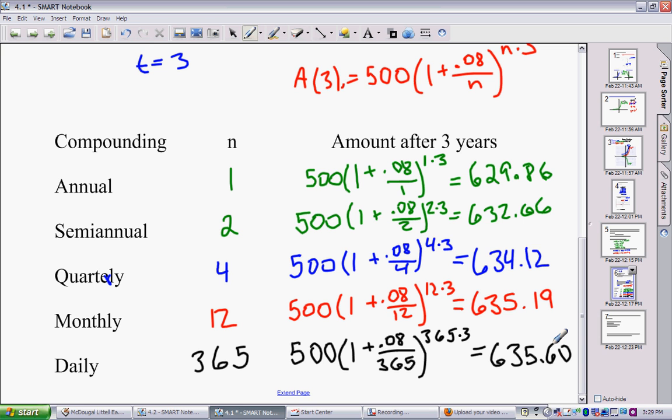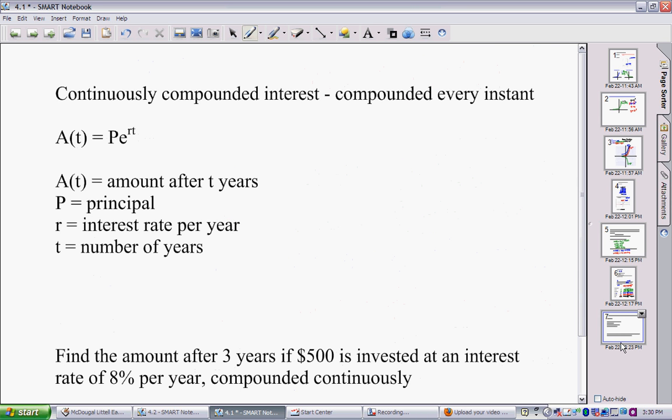The other way that interest could be compounded is called continuously compounded interest. That means it's compounded every instant, and it takes the formula A of t equals P times e to the rt. A of t is the amount of money after t years. P is the principal, once again the initial investment. r is the rate per year. t is the number of years.